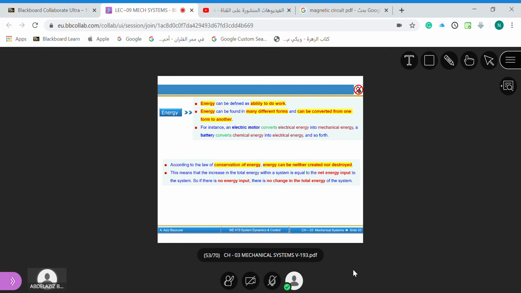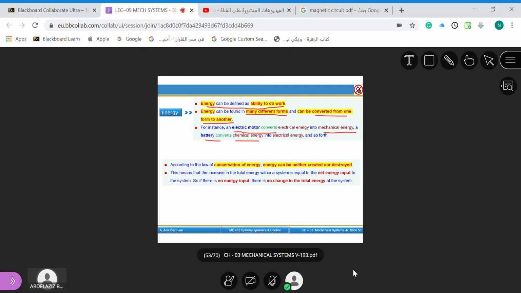Energy is defined as the ability to do work, and it can be found in many different forms and can be converted from one type of energy to another, from electrical energy to mechanical energy, from chemical energy into electrical energy. An electric motor converts electrical energy into mechanical energy. In the battery, you can see that the chemical energy is transferred into electrical energy, and so forth.